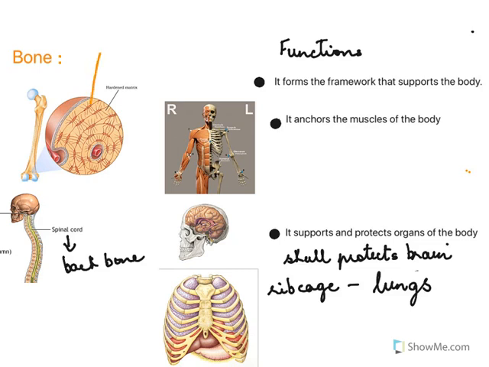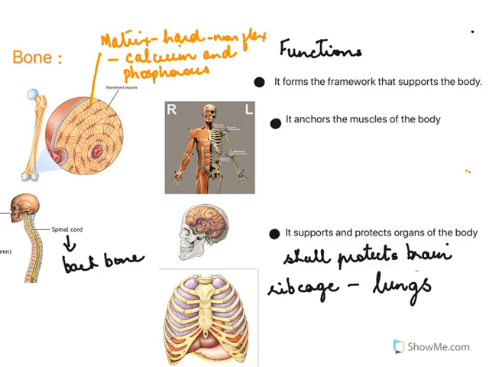The point that we need to remember is the matrix of the bone is made up of calcium and phosphorus compounds. The matrix is hard, it is non-flexible, and is made up of calcium and phosphorus compounds.